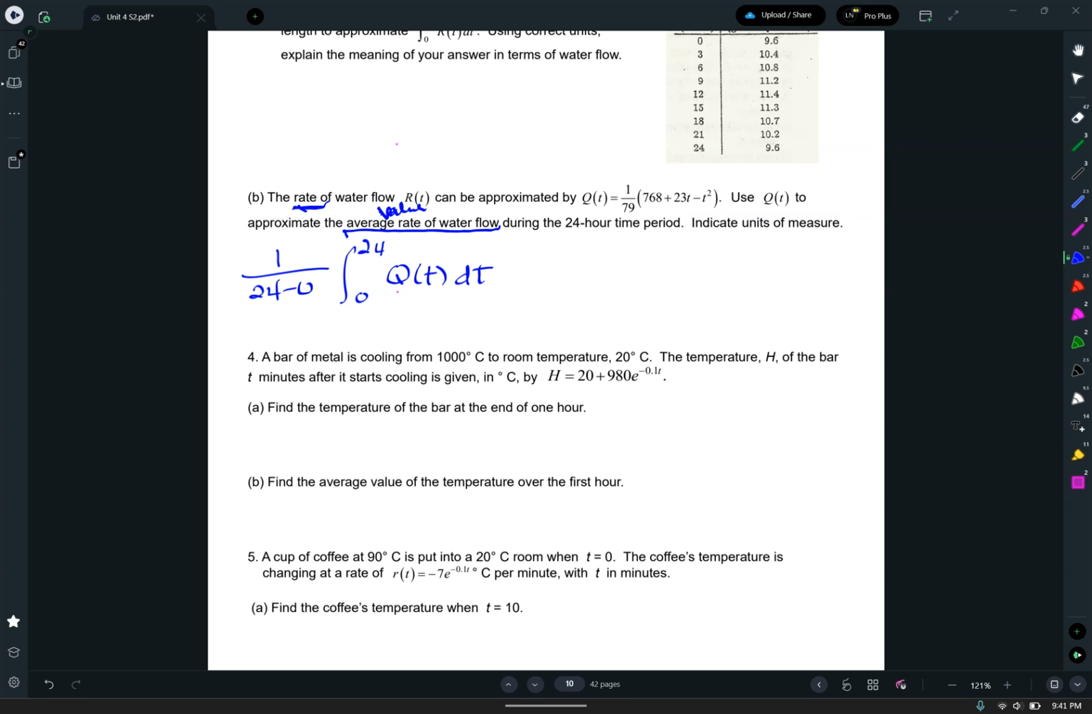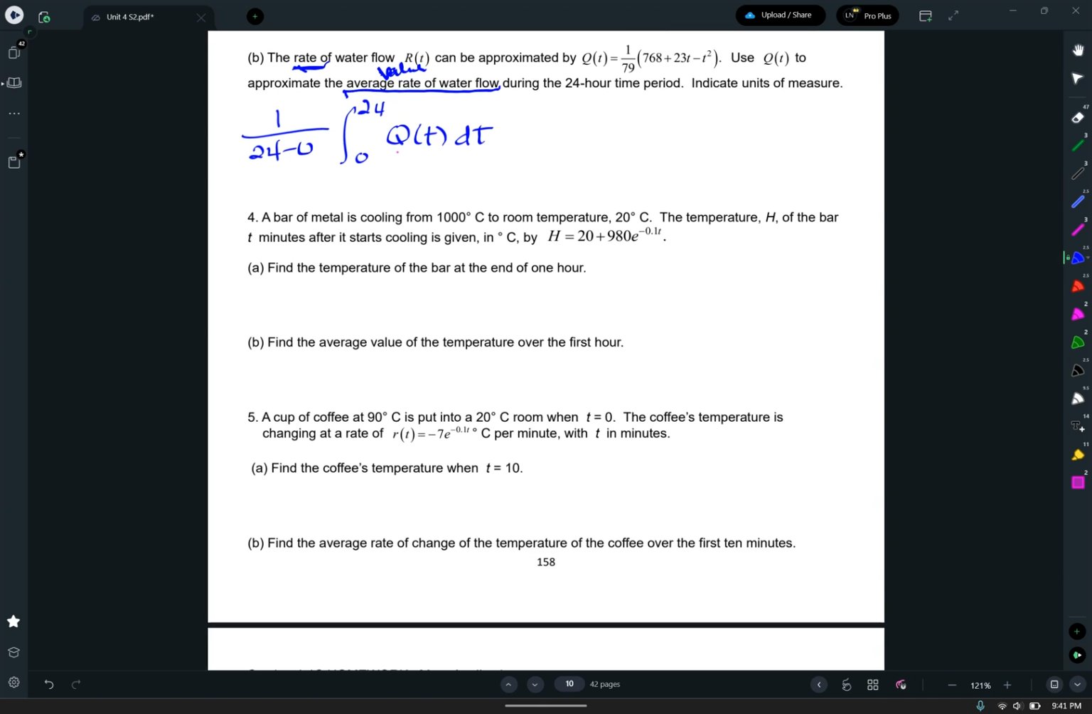All right, so look at number 4. Actually, we're going to be comparing number 4 and number 5 because you have to read carefully what function you're given. Are you given a rate or are you not given a rate? Number 4 says a bar of metal is cooling from 1,000 degrees to room temperature, which is 20. The temperature H of the bar after it starts cooling is given by this function. So this function that they're calling H, is that a rate or not? Well, it says the temperature H. It doesn't say the rate of change of the temperature. So H is like an original function. It just represents the temperature, not the rate.